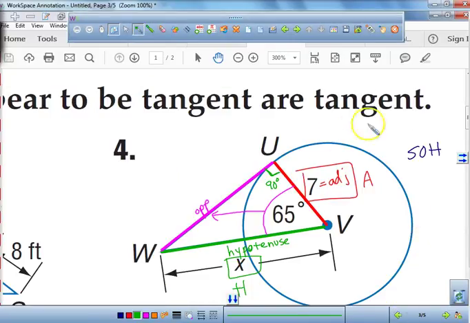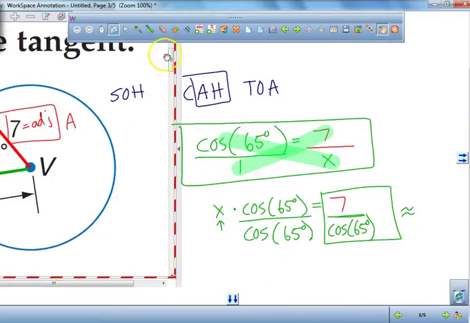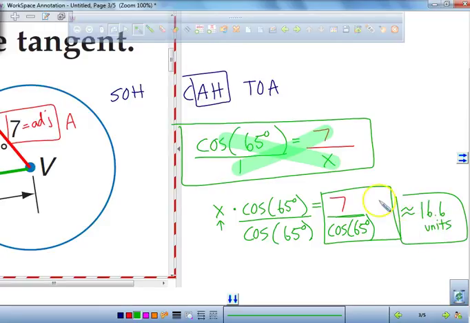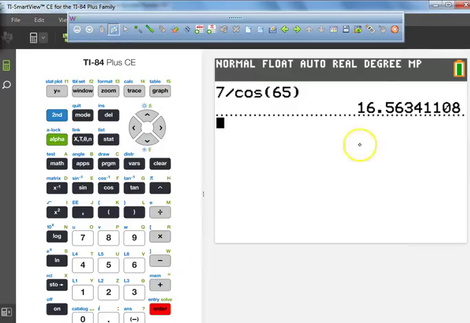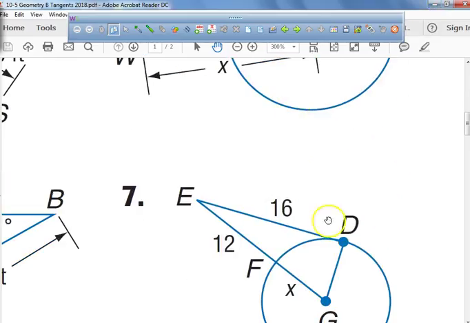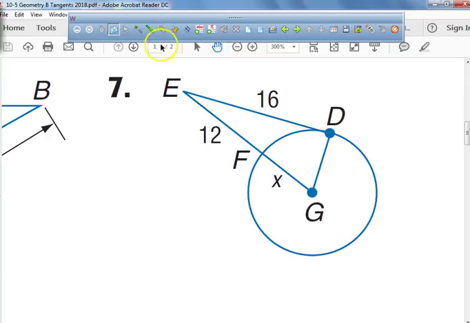So in this particular case, x is approximately equal to 16.6 units. That's why you get the double squiggly line. All right. You guys need to be doing all the problems. The next problem we're going to do is problem number 7, but we're not going to start it until you get the other problems done.